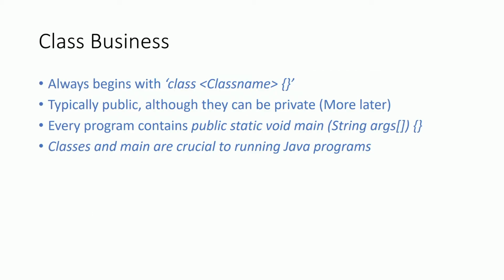Moving on, I wanted to get into some more specifics on what Java is going to need you to do in order to get some runnable programs. That deals with this whole class business. Java always begins with class and then some class name, and then you have these curly braces, which is where the bulk of the code will go. That will store all the stuff that you want to do for the program.